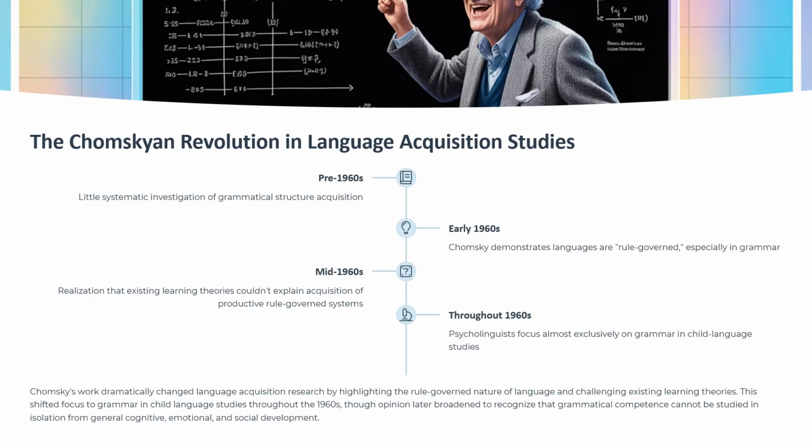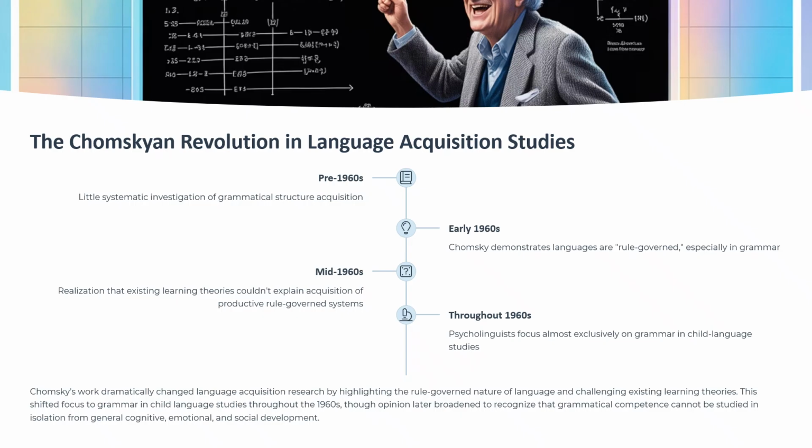The Chomskyan revolution in language acquisition studies. Pre-1960s, little semantic investigation of grammatical structure acquisition. Early 1960s, Chomsky demonstrates languages are rule-governed, especially in grammar. Mid-1960s, realization that existing learning theories couldn't explain acquisition of such rule-governed systems.